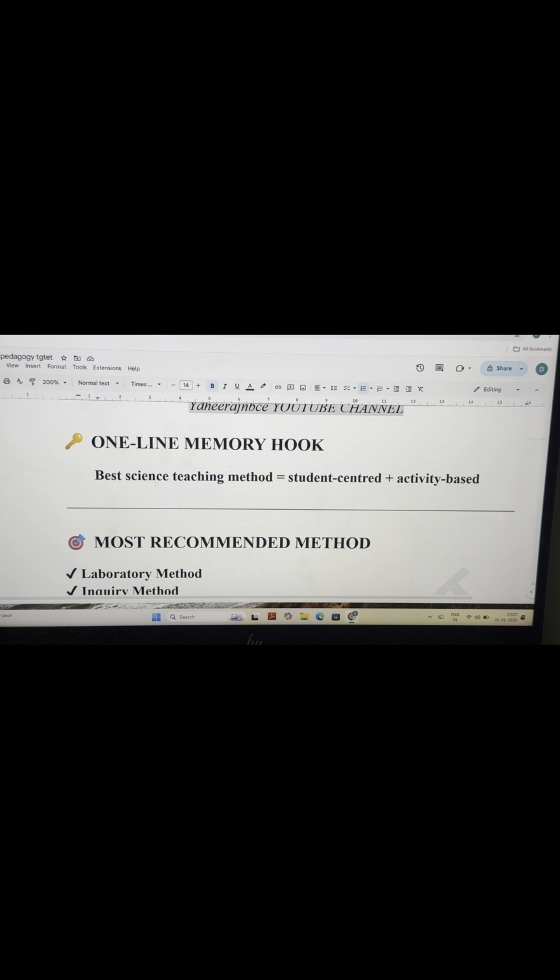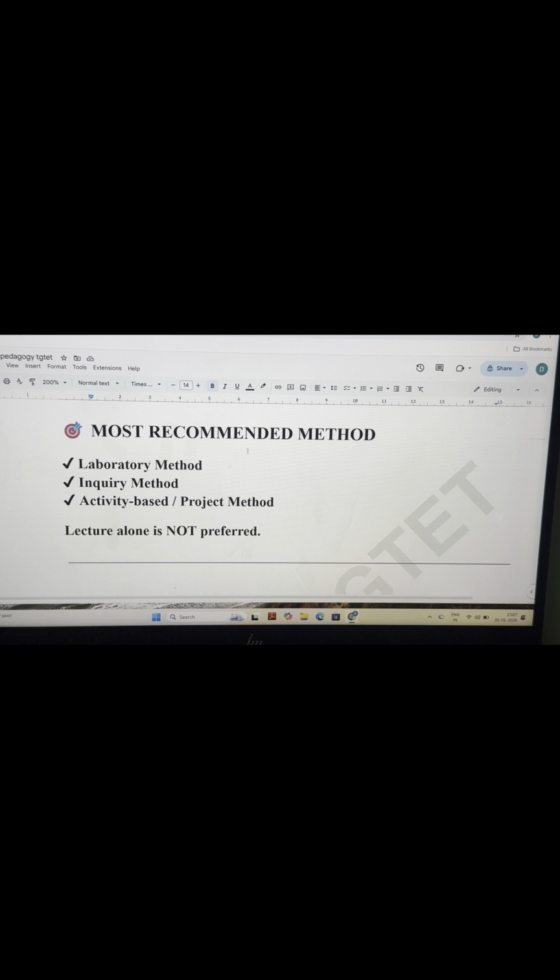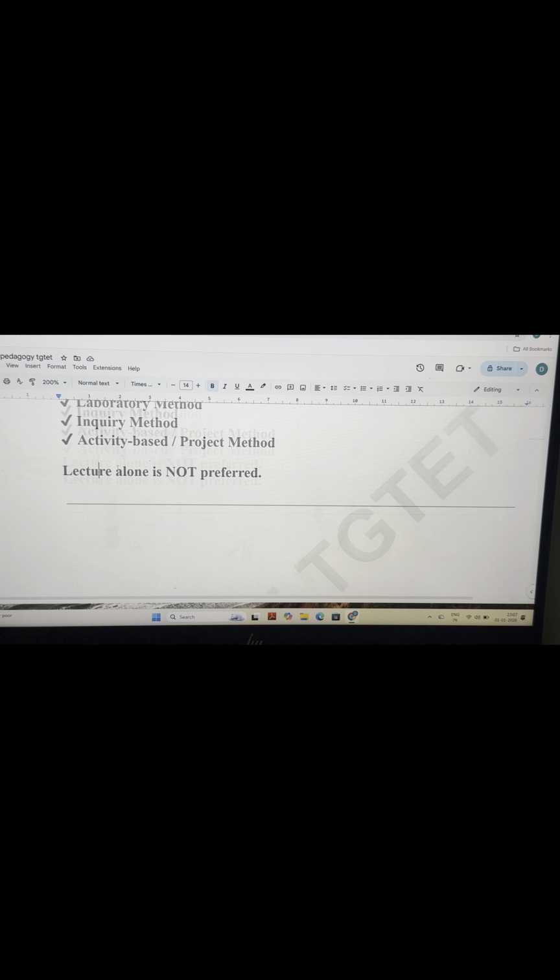The best science teaching method has to be student centered and activity based. Activity, practical based, learning by doing, project based. The most recommended methods would be laboratory method, inquiry method, activity based or project based. Lecture alone is not preferred. Along with some lecture, you need other methods also.